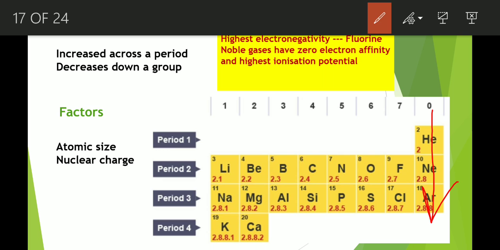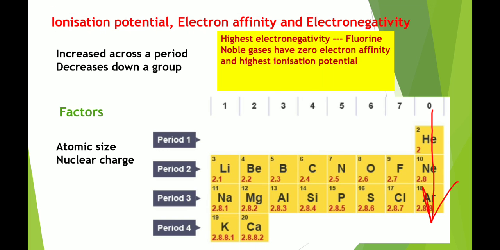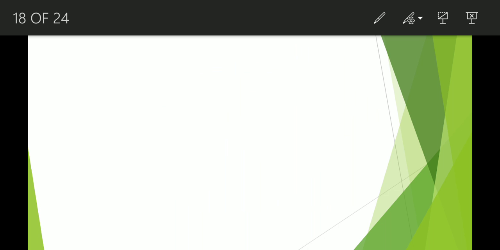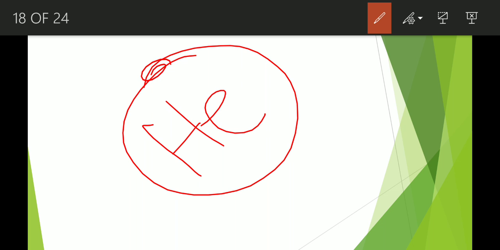What is the reason behind this? See, noble gases are inert in nature. Suppose helium. 2 electrons are present in its outermost shell. So, it has already achieved the duplet configuration. There is no requirement for any other electron to lose or any other electron to gain. So, what is the meaning of electron affinity? Electron affinity is the amount of energy that is released when an atom accepts an electron.